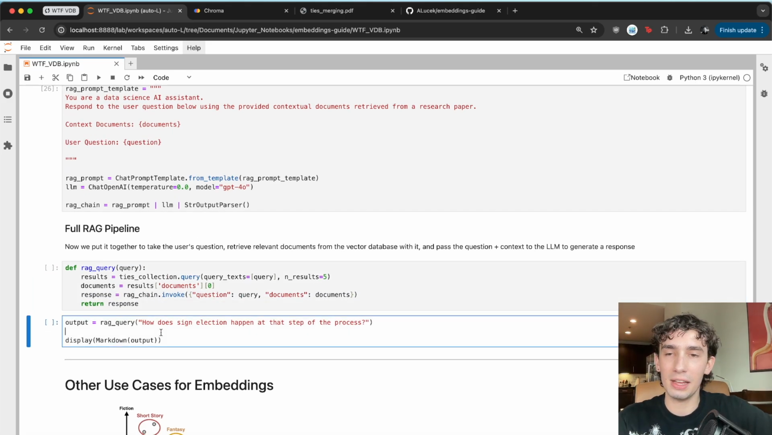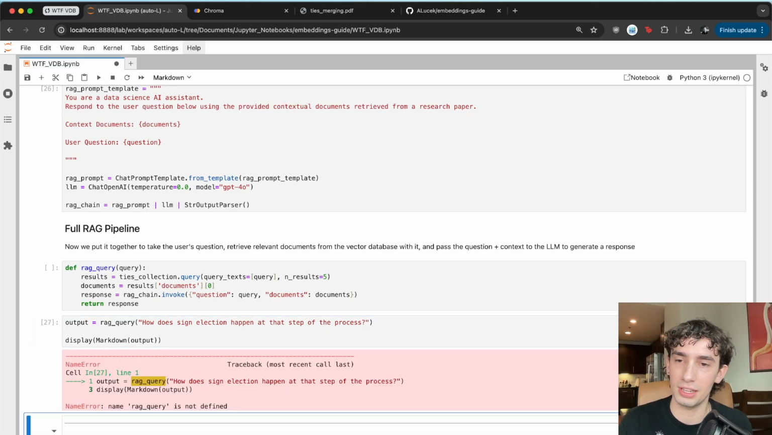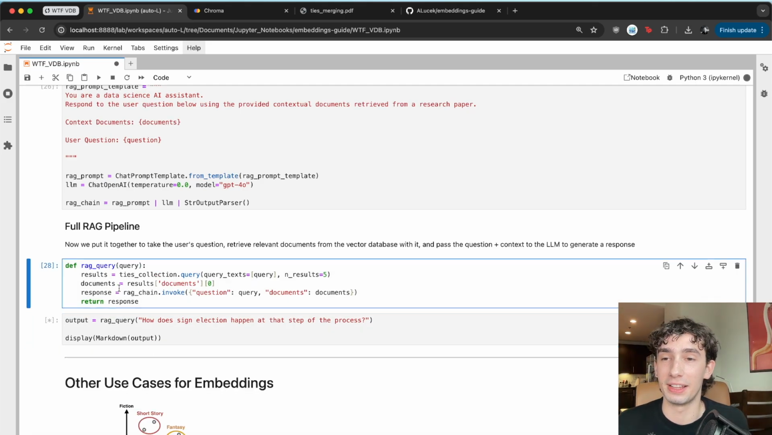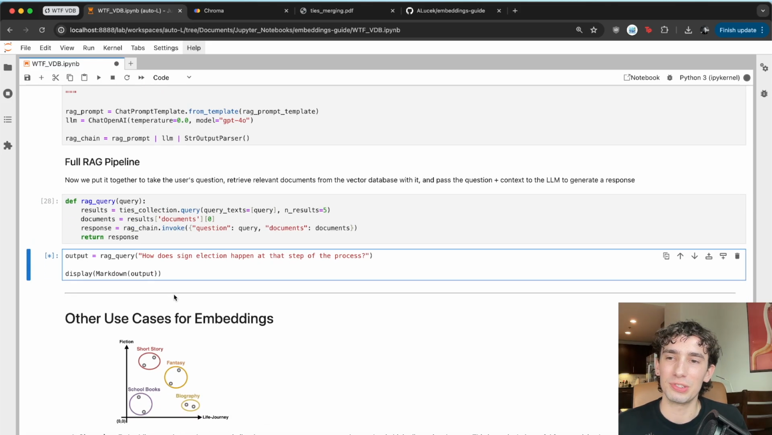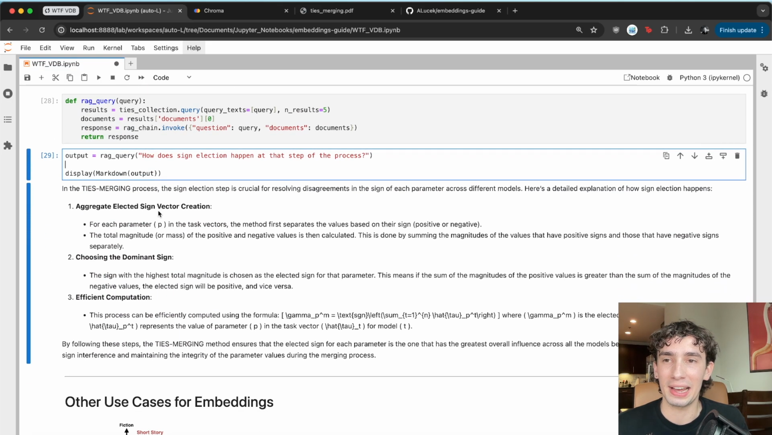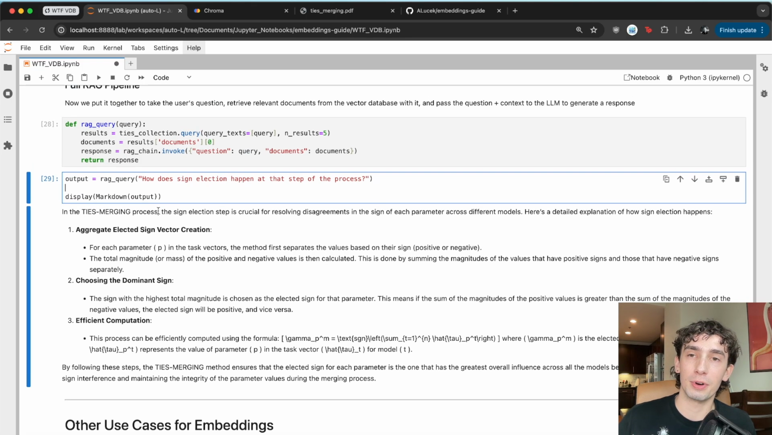So running that with the same query of how does sign election happen at that step of the process? Well, actually first defining the function and then running it, what we will see now is the RAG output. So now what the language model has seen is all of the retrieved context from our query, and then it is responding to our question.